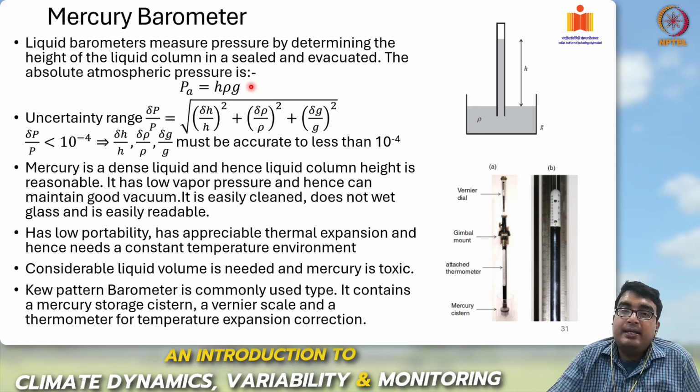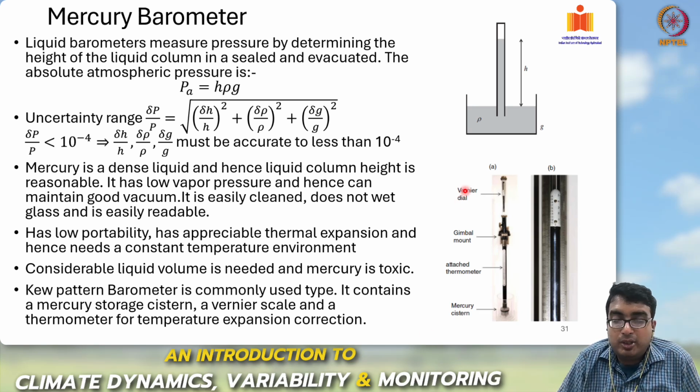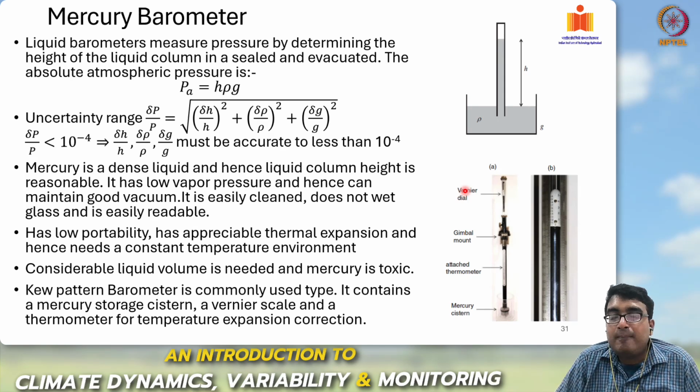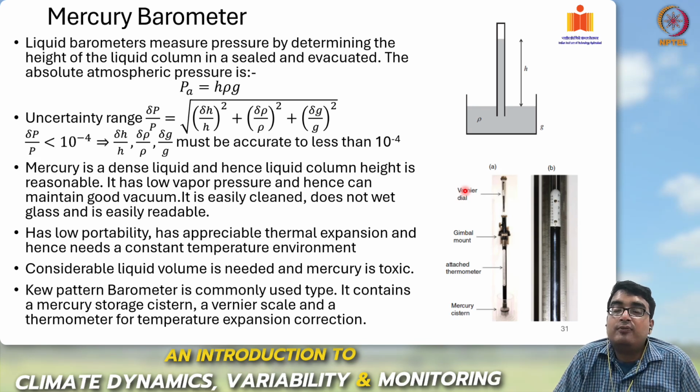However, one of the main problems with a mercury based barometer system or any liquid barometer system in general is it has low portability. Of course, it's made of liquid, which makes it not very rugged. Mercury also has appreciable thermal expansion and hence needs a constant temperature environment in which to measure the pressure. If the temperature changes too much, you need to have the exact correlation of temperature with density and exact measurement of temperature as well.